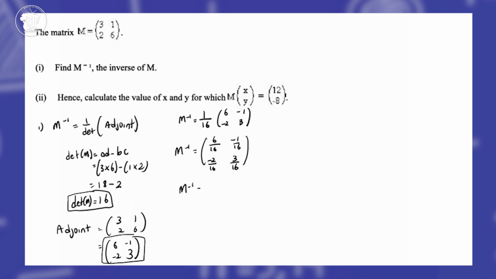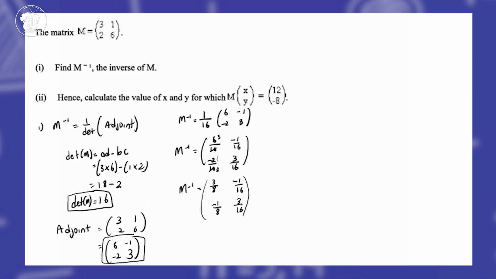And this would be simplified to M inverse is, we can divide this. 6 over 16 divided by 2 is 3 over 8. This will be negative 1 over 16, remain as that. And negative 2 over 16, 2 into 2 is 1, 2 into 16 is 8, so this will be negative 1 over 8. And then this one will be 3 over 16.